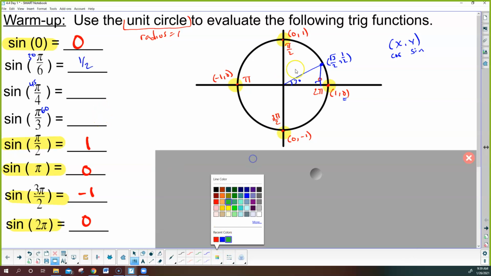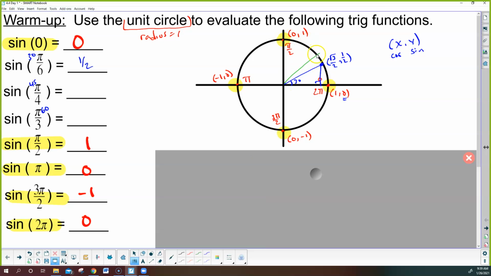Okay. And then what if I do the 45-degree angle? That's kind of right in the middle of this part of the circle. Well, that's 45 degrees. And a quick memorization piece of this one, it was always square root 2 over 2 and square root 2 over 2. X and Y are the same values anytime you're looking at a 45-degree angle. So what is the y value? It's square root 2 over 2.